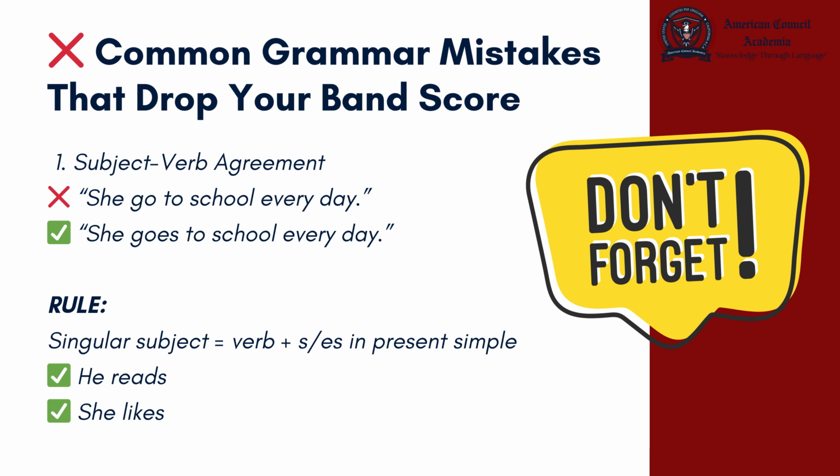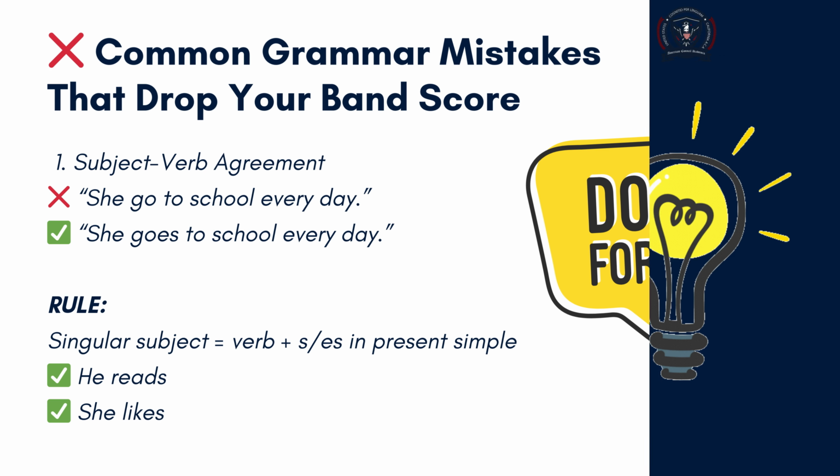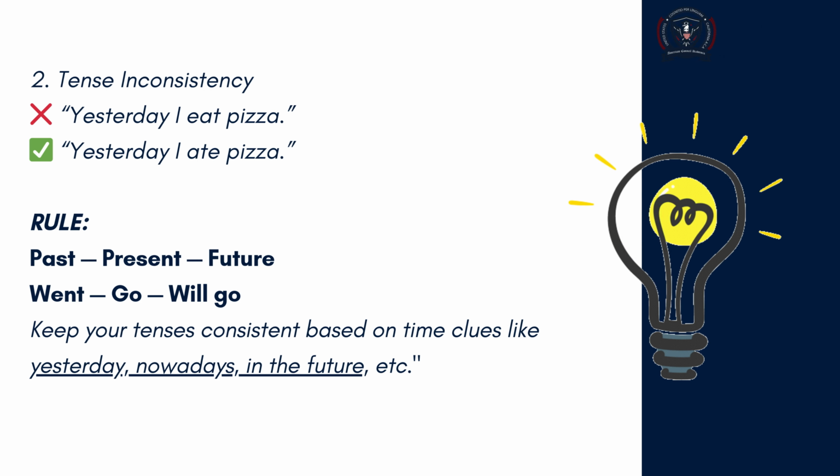"She go to school every day." "She goes to school every day." Let me remind you of the rule. Singular subject equals verb plus s or es in present simple. He reads. She likes.